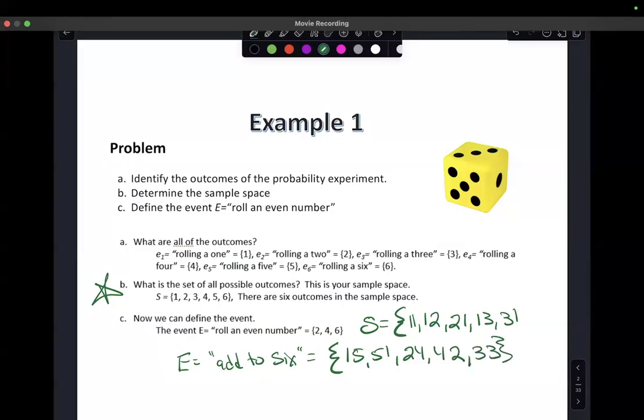These would be all the different ways that I could roll 6 on 2 dice. So you need to show me both directions. All right, questions before I move on?